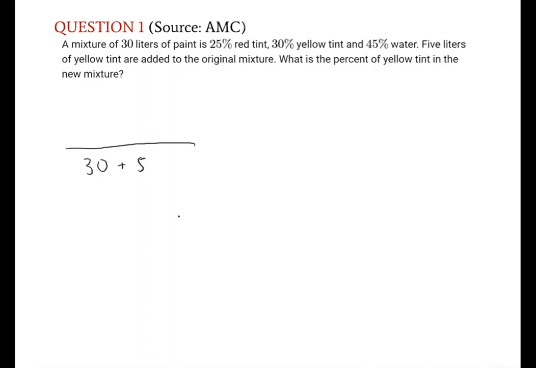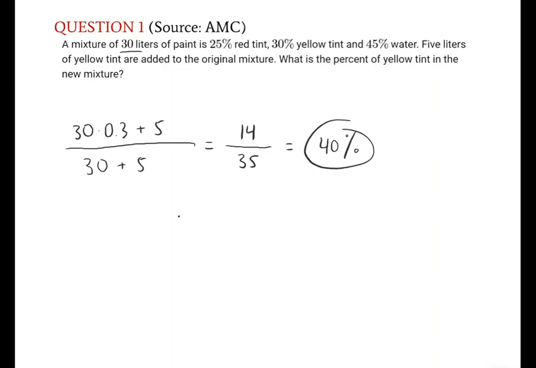And since the problem states that the original 30 liters was 30% yellow tint, then we multiply 30 by 0.3, and then we also have to add the additional 5 liters. So our numerator, if we add those up, we'll get 14, and we will get 35 for our denominator. And this is just equal to 40%.